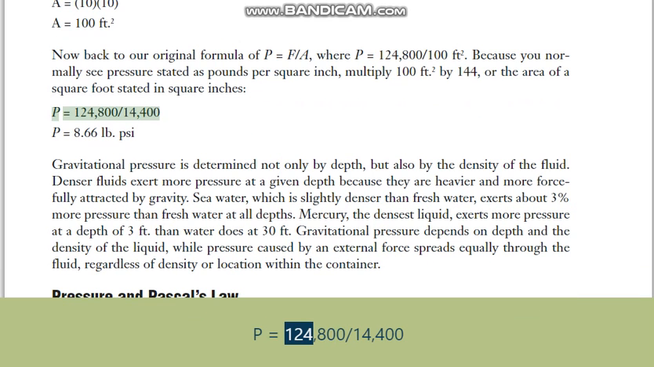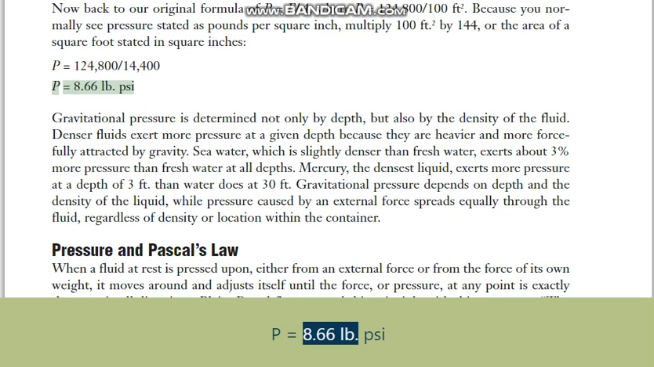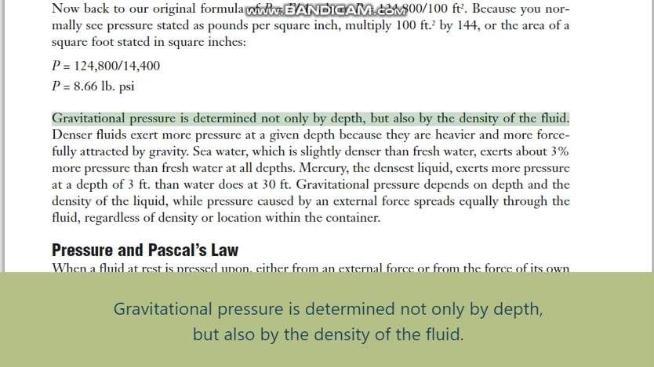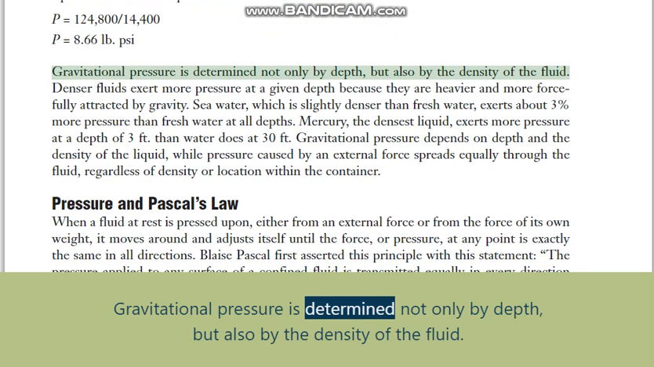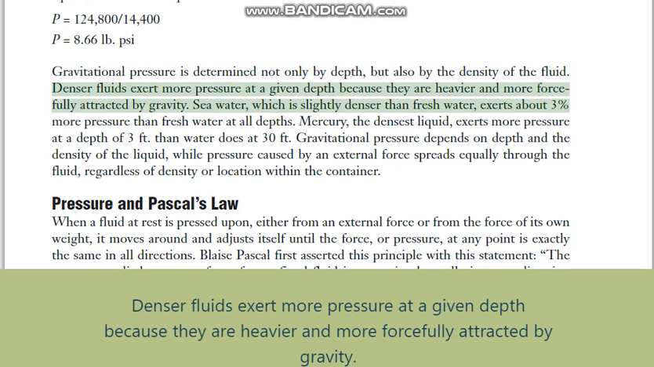P equals 124,800/14,400. P equals 8.66 psi. Gravitational pressure is determined not only by depth, but also by the density of the fluid. Denser fluids exert more pressure at a given depth, because they are heavier and more forcefully attracted by gravity.